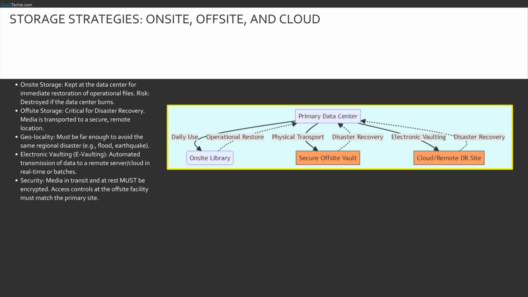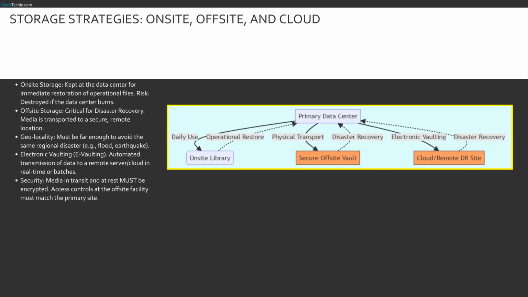Where do you put the backups? On-site storage is great for quick fixes like when a user accidentally deletes a file. But if the building burns down, your on-site backups burn with it. This is why off-site storage is mandatory for disaster recovery. A critical concept here is geolocality. If your off-site vault is 5 miles away, a regional flood might destroy both your primary site and your backups.